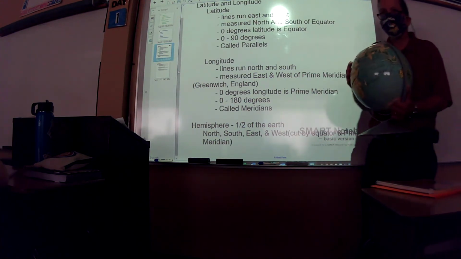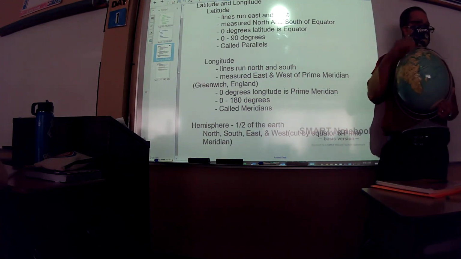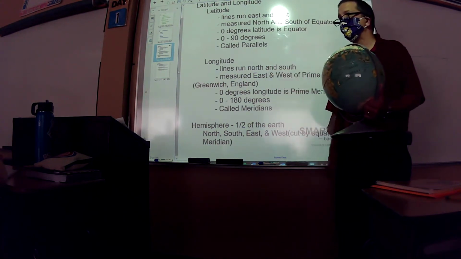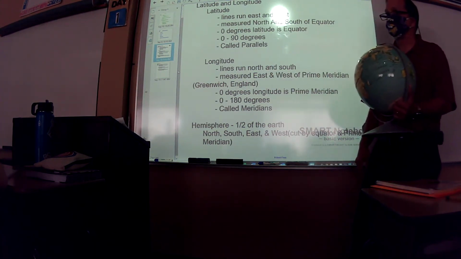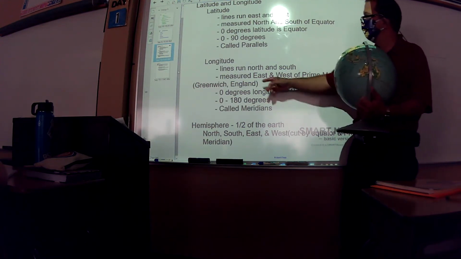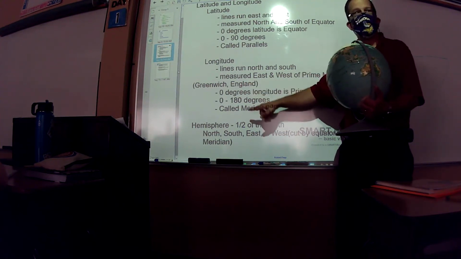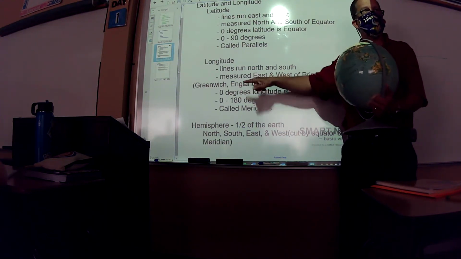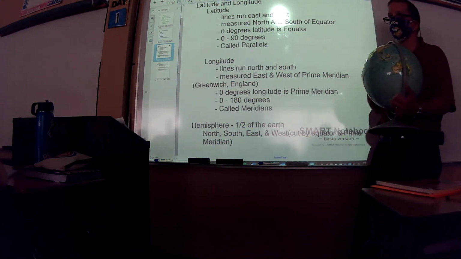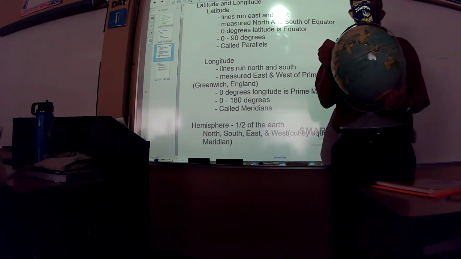Okay? Longitude lines run north and south, but they're measured east and west of the prime meridian. And the prime meridian runs through this little fishing village of Greenwich, England. In the 6th grade, who remembers why they ran it through that village? Because basically every line of longitude is the same. Every single one of them does what?